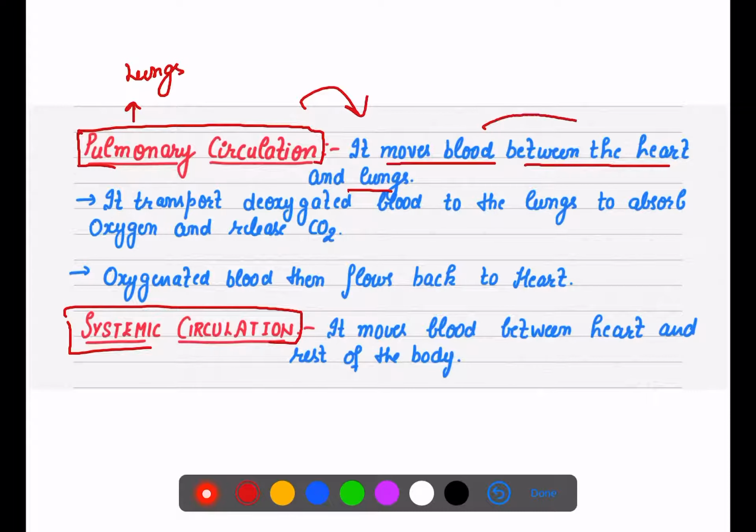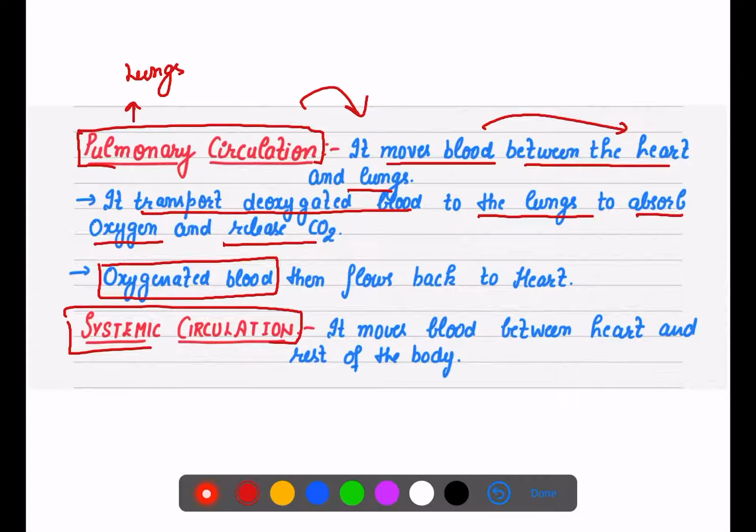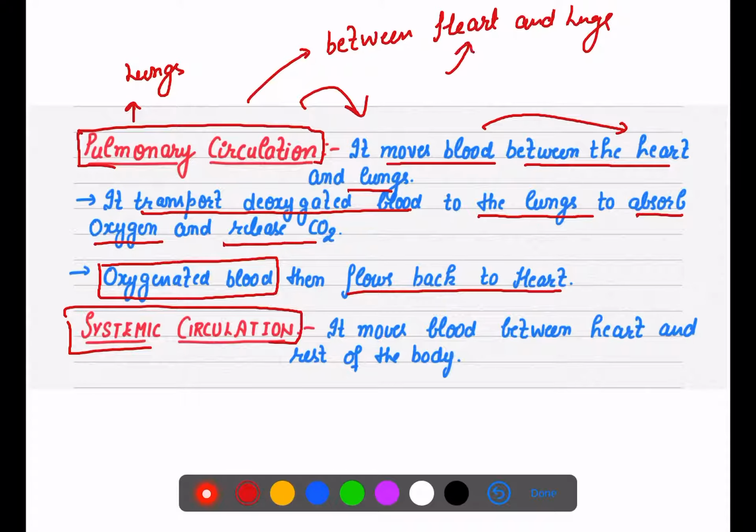And when the blood moves between heart and lungs, basically pulmonary circulation is what? It transports deoxygenated blood to the lungs to absorb oxygen and release carbon dioxide. And once it is done, the oxygenated blood flows back to the heart. Basically pulmonary circulation is a circulation between heart and lungs, where deoxygenated blood reaches the heart first, then it moves to the lungs where oxygen is absorbed and carbon dioxide is released.